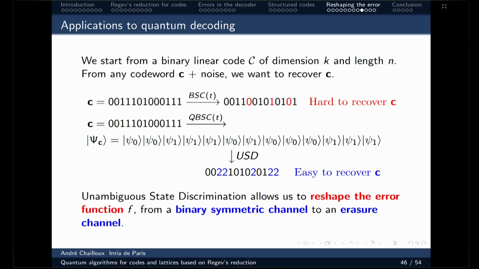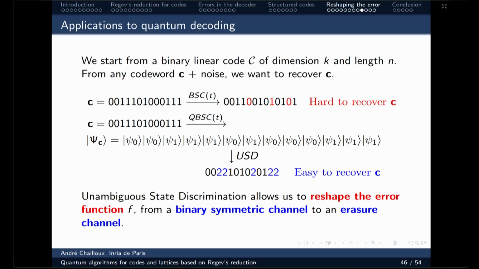So on the top, you have the classical problem. You flip a few bits, and if you have a random code, you can flip 1% of the errors and the problem is very hard. But if instead you have errors where it always outputs the correct value, but sometimes it outputs the value 2, which corresponds to erasure, then it's easy to recover C. And there are many sets of parameters for which this holds, right?